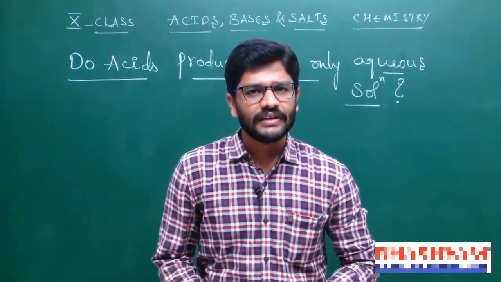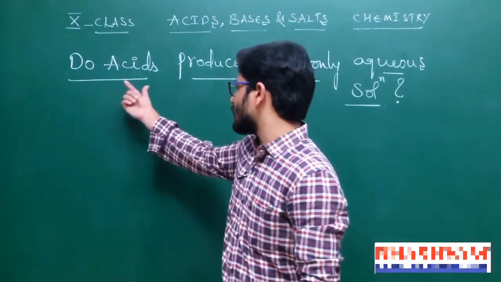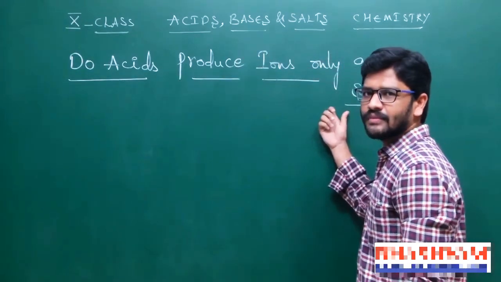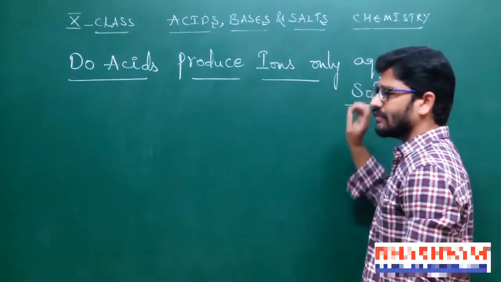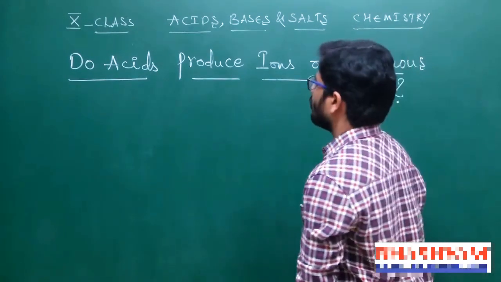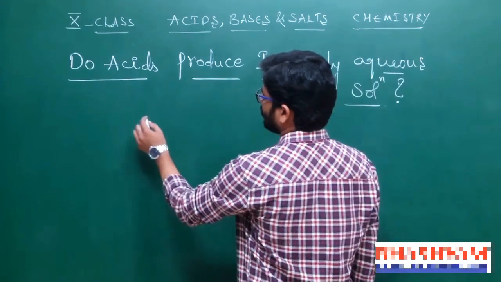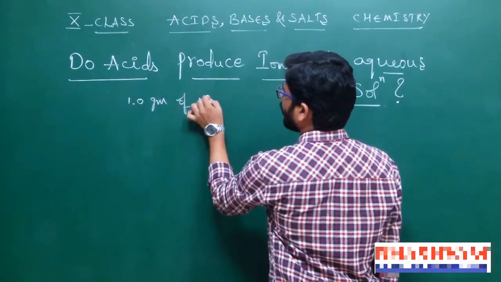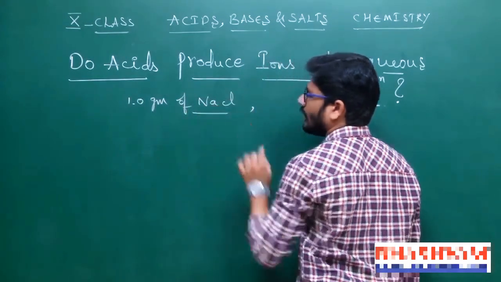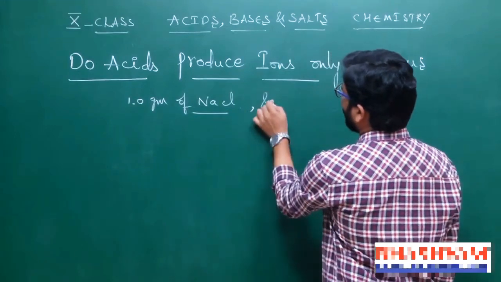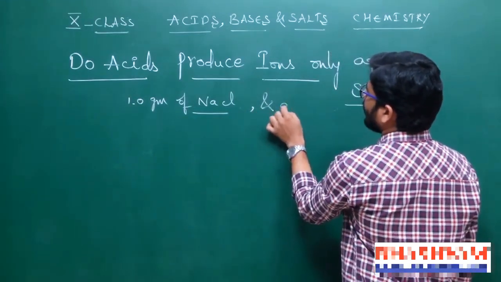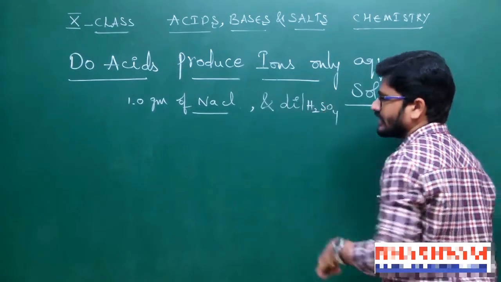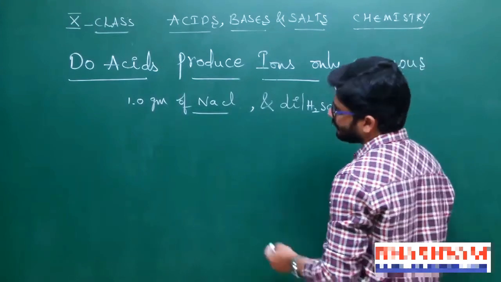Now one activity can be discussed. That activity is: do acids produce ions only in aqueous solution? Acids can produce ions only in aqueous solution. Now let us check. For that, first of all I consider 1 gram of sodium chloride, and we have to add some diluted H2SO4 in the test tube.